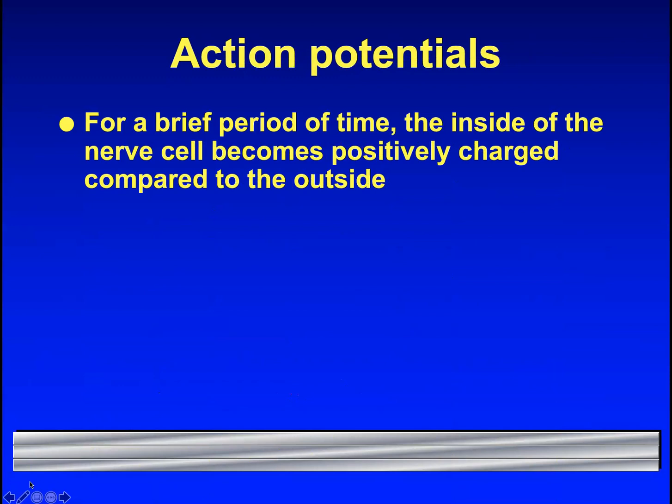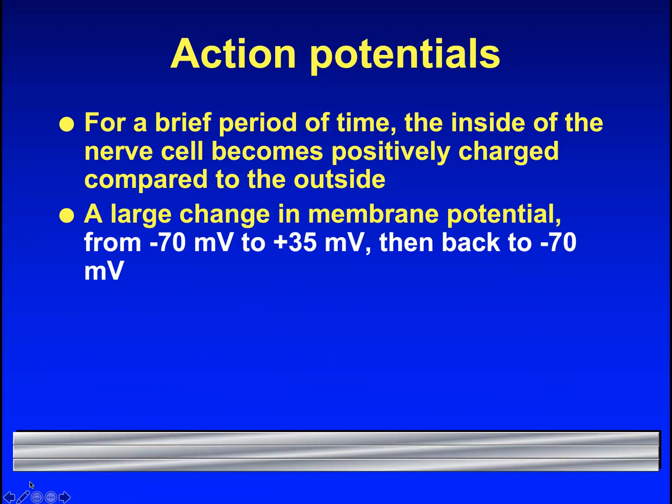So what an action potential is, for a brief period of time, the inside of the nerve cell becomes positively charged compared to the outside. Remember, it was negative. It was minus 70 millivolts. But all of a sudden, sodium rushes in, and it's going to become positively charged. So it goes from minus 70 millivolts all the way up to plus 35 millivolts. And then it's going to go back down to minus 70. And actually, it's going to get even a little more negative than that, to about minus 90.